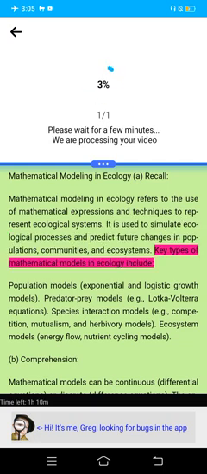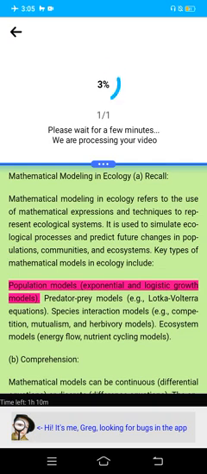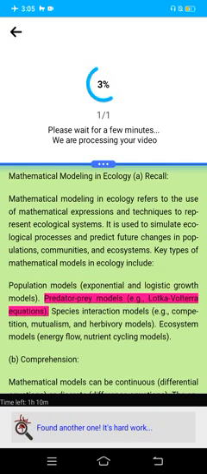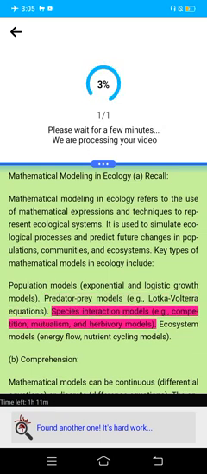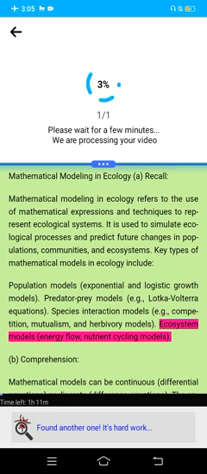Key types of mathematical models in ecology include population models, exponential and logistic growth models, predator-prey models, e.g., Lotka-Volterra equations, species interaction models, e.g., competition, mutualism, and herbivory models, ecosystem models, energy flow, and nutrient cycling models.